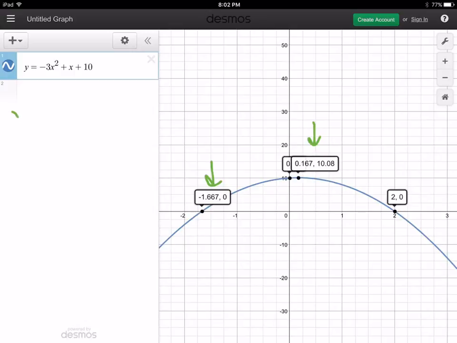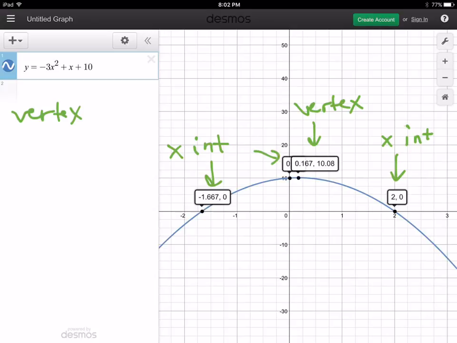So the vertex. This time I have a maximum point, and the vertex is, rounded, 0.167, and then 10.08 for the y-coordinate. X-intercepts, well, I have two of them. I have one at negative 1.667, and then I have another one, and this is an exact value, at 2. And then finally the y-intercept. This one's hidden behind the vertex there, but this one had coordinates (0, 10), and that's the y-intercept.